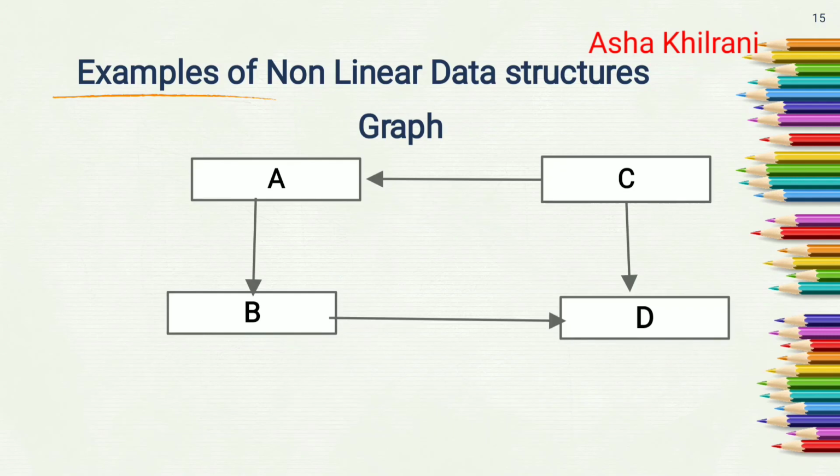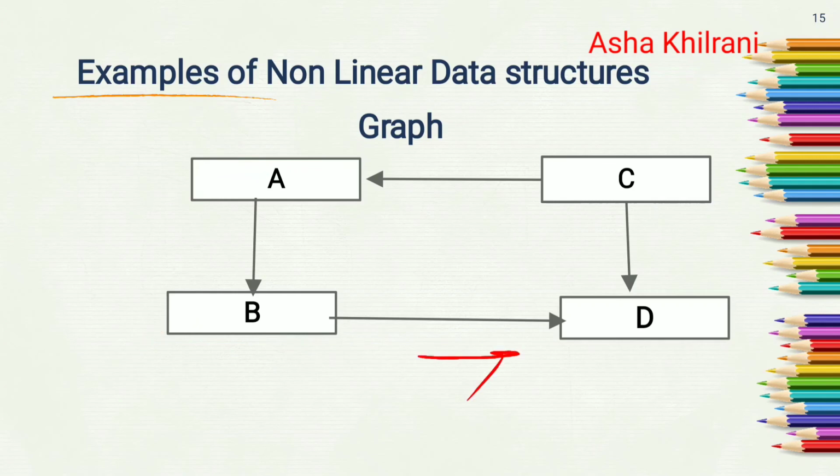So in a tree there is a parent-child relationship between data elements. The next example of a non-linear data structure is the graph. In a graph, elements are also not arranged in sequential order, but here there are some vertex nodes and there are some edges which connect two vertices. See, this is a directed graph.